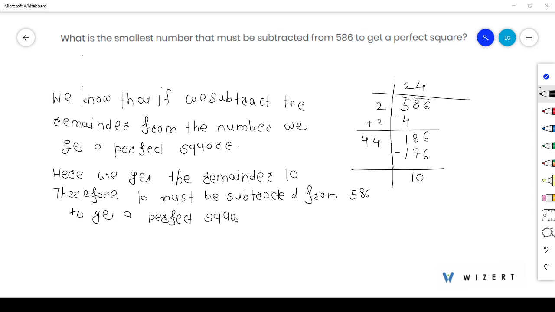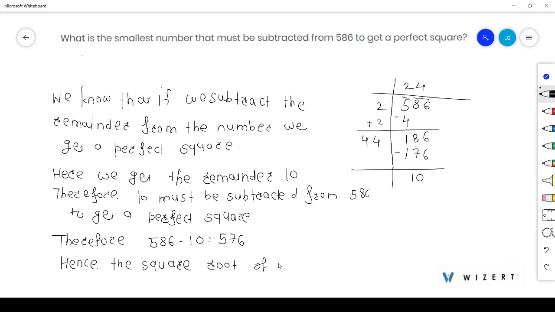Therefore, 586 minus 10 gives 576. Hence, the square root of 576 is 24, and the smallest number is 10, which can be subtracted from 586 to get a perfect square.